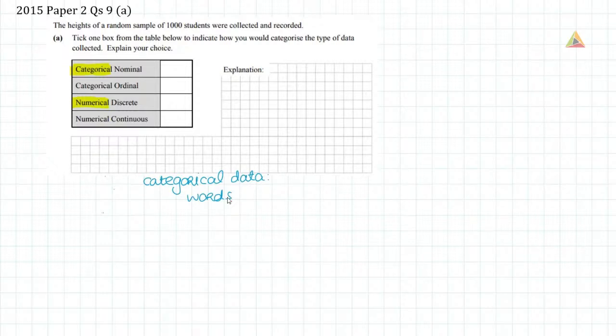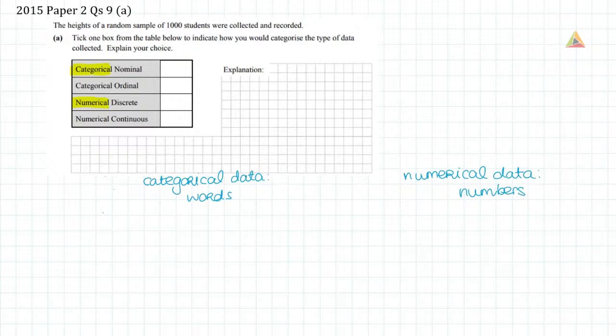If we ask a question and the answer is numbers, that means it's going to be numerical data. So this might be a question like how many hours of study do you do, or how many siblings do you have? And your answer to those questions are going to be numbers. So we describe them as numerical data. So that's the first thing that we're going to look at. Is it going to be a numbers answer or is it going to be a words answer?